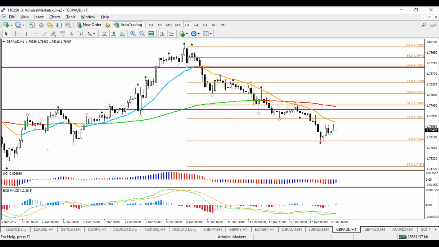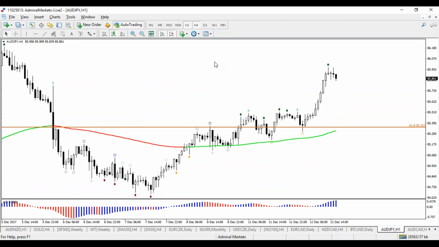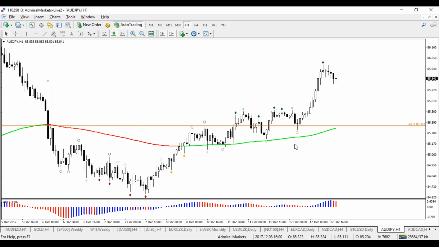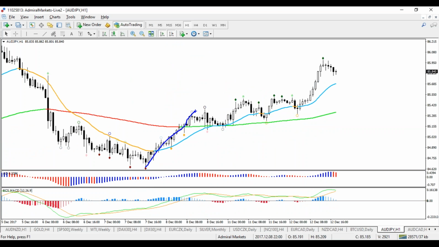Like today, for instance, the Aussie yen. Wait, where is it? Here we go. So to me, that looked good because of the fact that there was bullish momentum and there was a correction like this. Aussie looked strong at that moment. Yen looked weak, and I took the trade right in here.